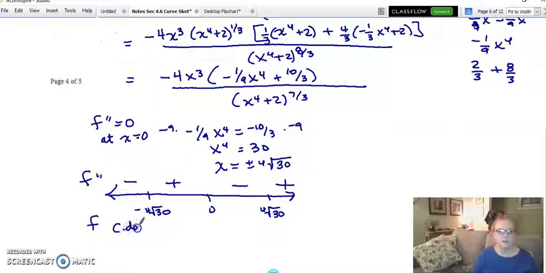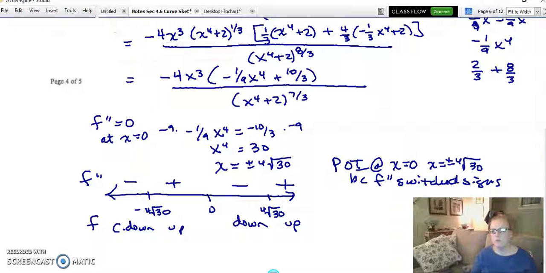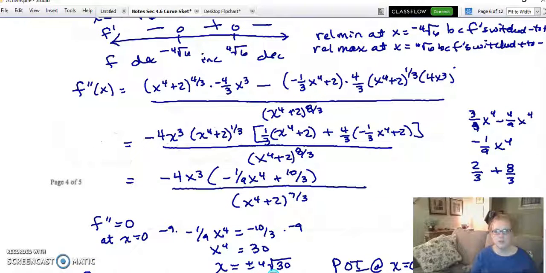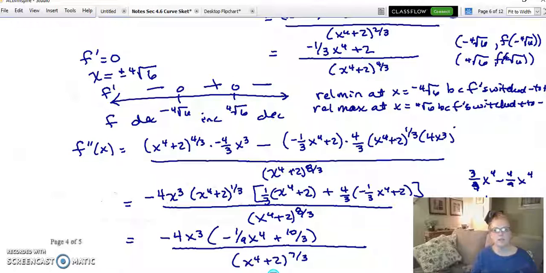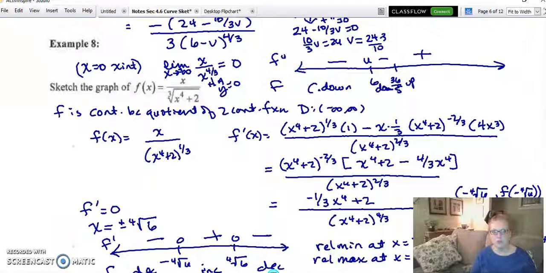So f is concave down, then up, then down, and then up. And we have points of inflection at x equal to 0 and x equal to plus or minus the fourth root of 30 because the second derivative switched signs. All right, and then from that point, we have enough information to go ahead and sketch it. We know where we're concave up and down. We know where we have our maxes and mins. And I did the x-intercepts. So, this is one of those long problems. I did one x-intercept, and I did my end behavior.